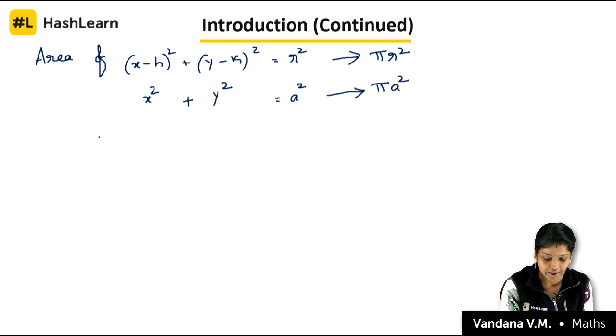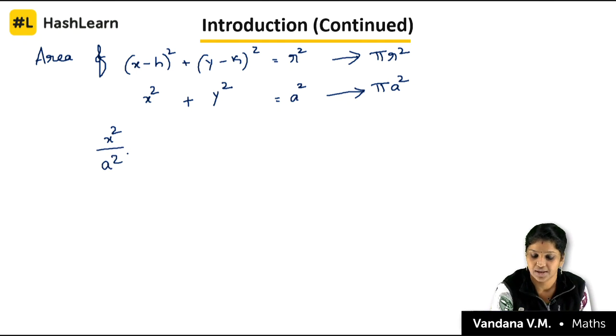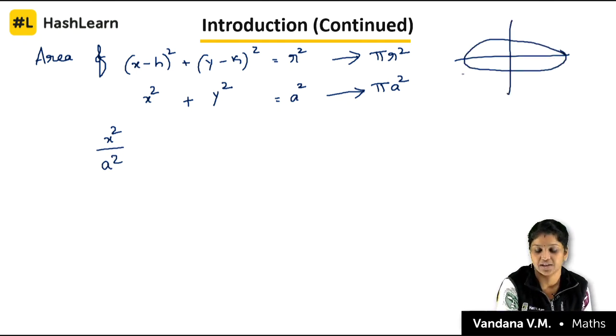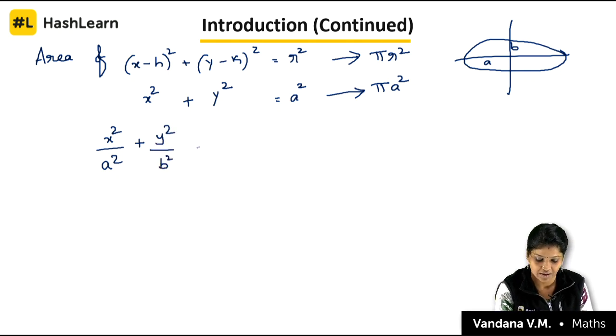I told you already, the ellipse where the major axis is equal to the minor axis. This is A, this is B. When A and B are equal, we will get a circle diagram, isn't it? So, x square by a square plus y square by b square is equal to 1.